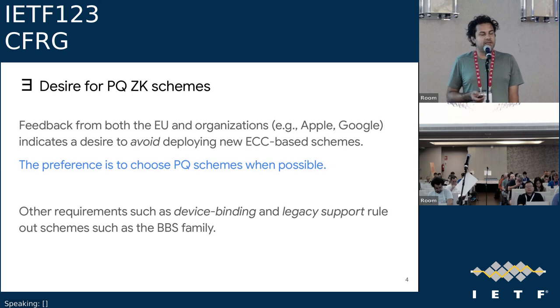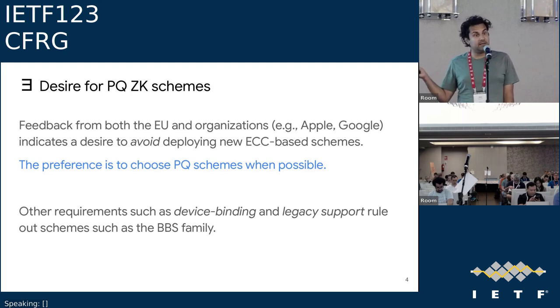This is feedback from both the European Union as well as organizations like Apple and Google. They have a desire to avoid deploying new ECC-based schemes. The preference is to choose post-quantum schemes when possible. Other requirements for this case of identity, such as device binding and support for legacy cell phones, rule out some of the schemes this group has considered before, like the BBS scheme that Vasilis just talked about, and the scheme that Kathy will talk about next, which is about Sigma protocols. These are solutions being researched in this group, but they do not apply to this particular problem and do not solve the problem that the IETF has pointed out.